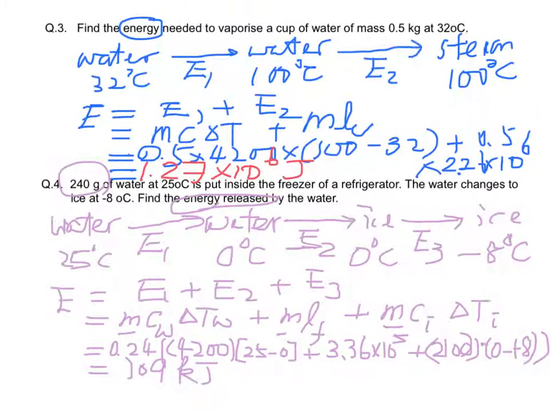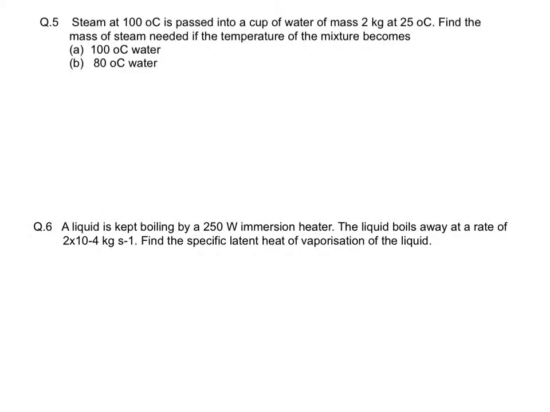kilojoules. Question number 5. Steam at 100 degrees Celsius is passed into a cup of water of mass 2 kg at 25 degrees Celsius. Find the mass of steam needed if the temperature of the mixture becomes A. 100 degrees Celsius water, B. 80 degrees Celsius water.